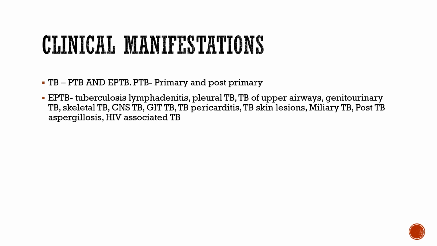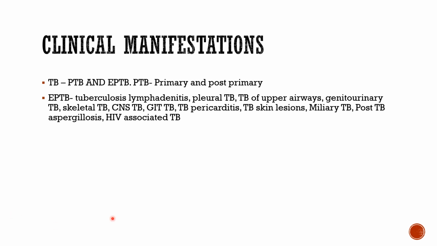This occurs mainly in children, and it occurs at the posterior cervical and supraclavicular lymph nodes. It is painless, and the swelling won't have any color change or any warmth. Next is the pleural TB. It generally presents itself as pleural effusion. Then we have TB of airways, genitourinary TB, skeletal TB, CNS TB, GIT TB, etc.